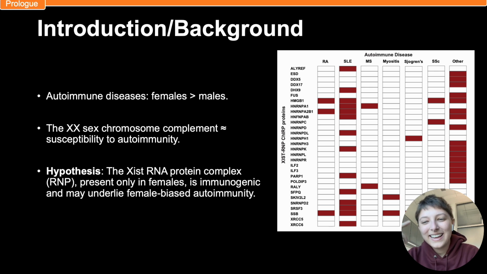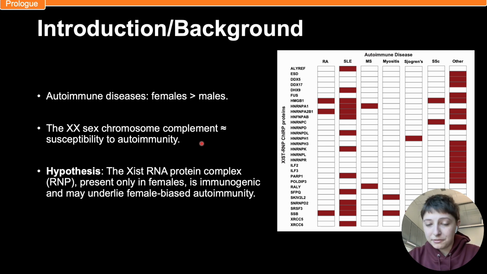erythematosus, or SLE. It has a 9-to-1 ratio, 9 female to 1 male, and I think in some cases, for more specific lupus types, it can even get up to 11-to-1. So there's a big sex disparity in autoimmune disease, and it seems like having this extra X chromosome is correlated to your susceptibility to disease.